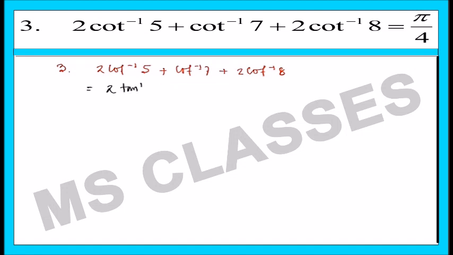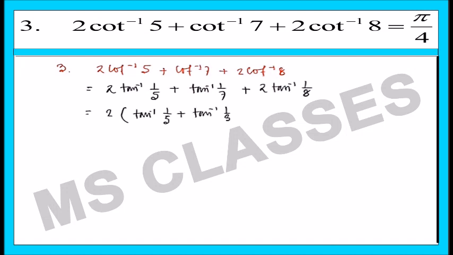So what we can write: 2 tan inverse of 1 by 5 plus tan inverse of 1 by 7, plus 2 tan inverse of 1 by 8. Now since both of them have 2, we can take this common and open it. So 2 (tan inverse of 1 by 5 plus tan inverse of 1 by 8) plus tan inverse of 1 by 7.